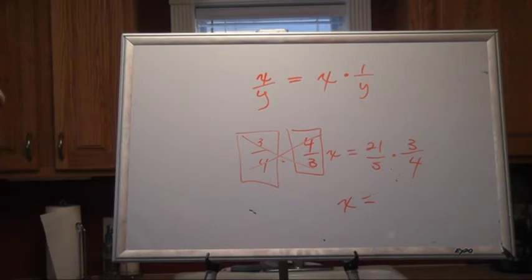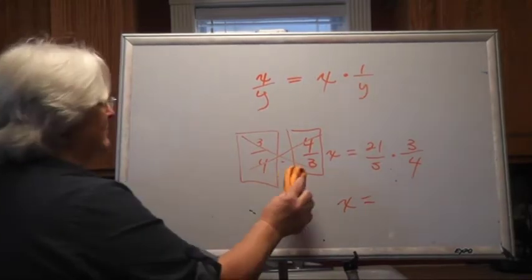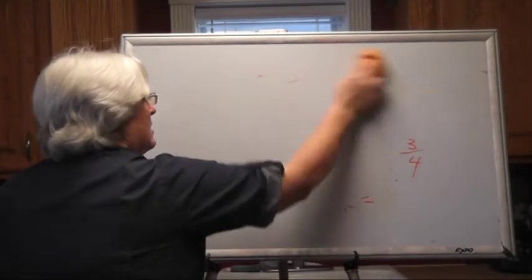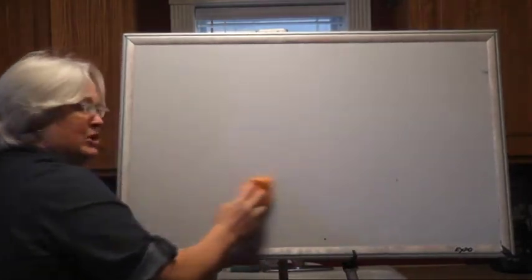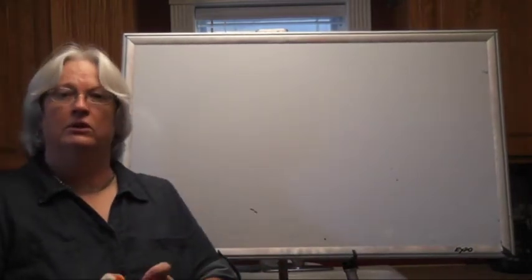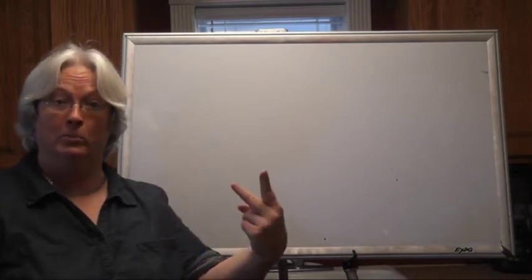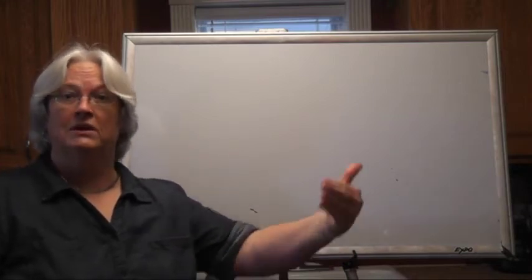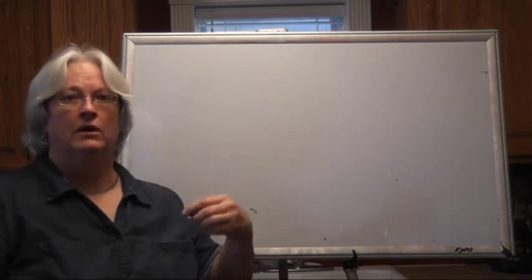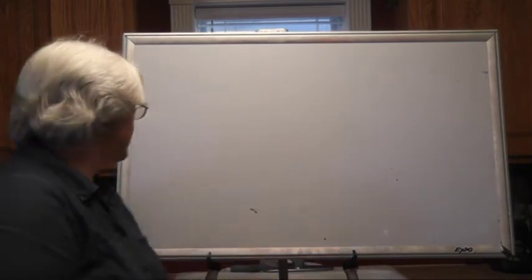We have our properties that you remember for multiplication and addition. The commutative property says it doesn't matter in what order you add or multiply. 5 times 2 is the same as 2 times 5. 5 plus 2 is the same as 2 plus 5. They're commutative.